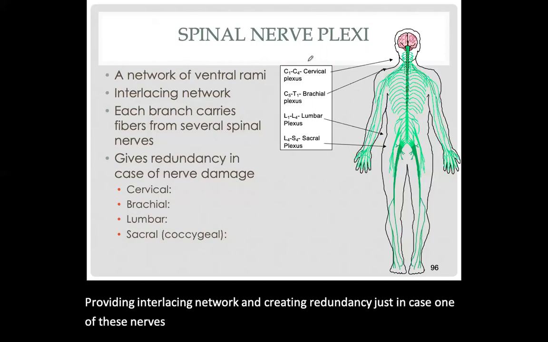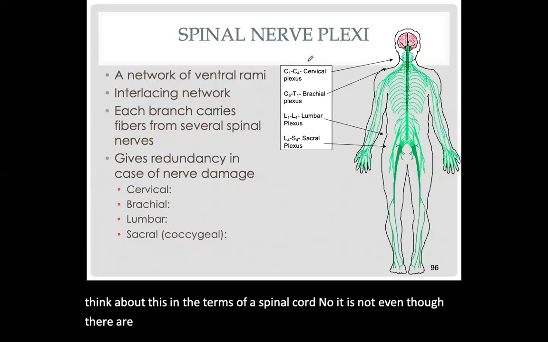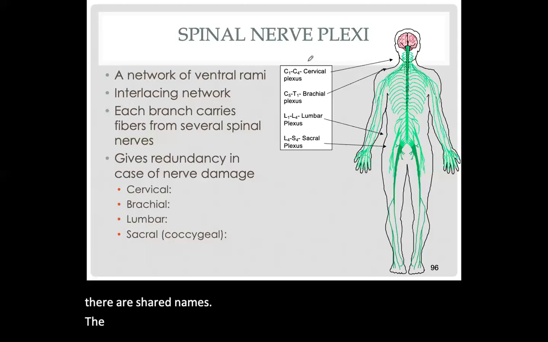Now, a common mistake I see is students think about this in terms of the spinal cord. No, it is not, even though there are shared names. The four plexus we have are cervical, which is associated with only C1 through C4.